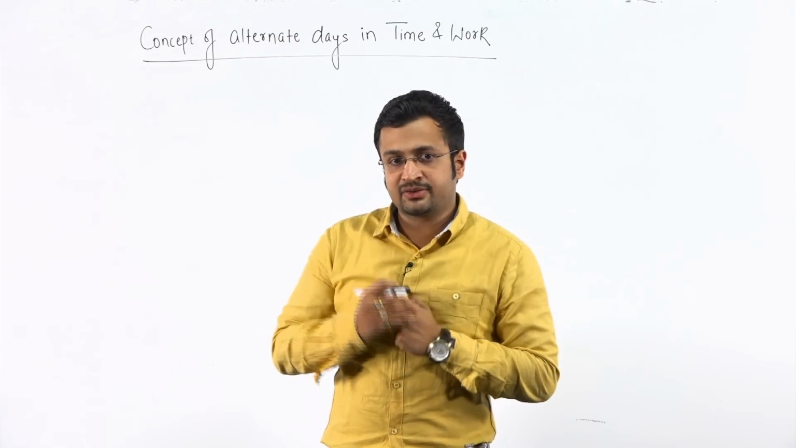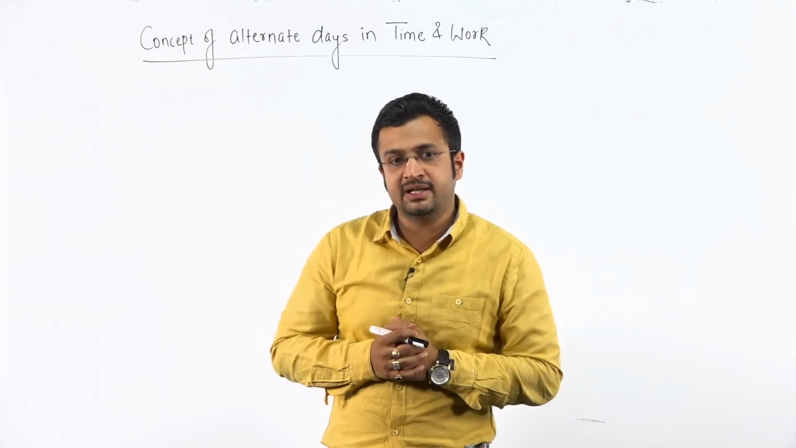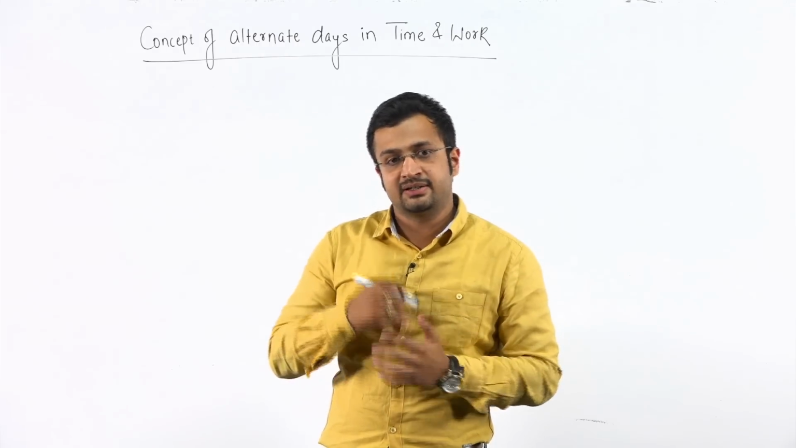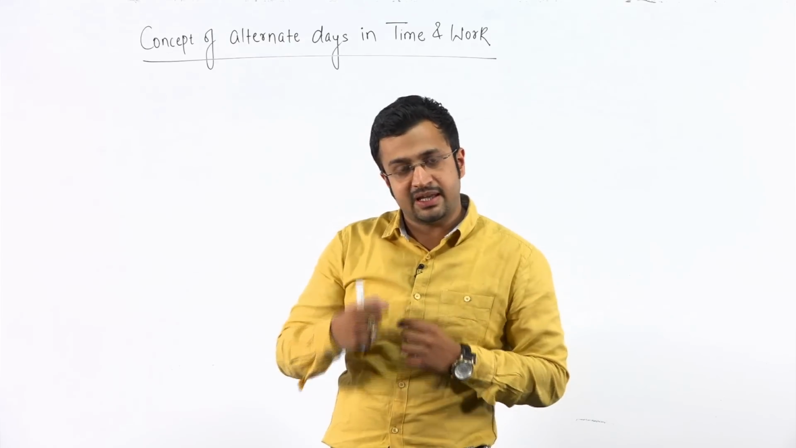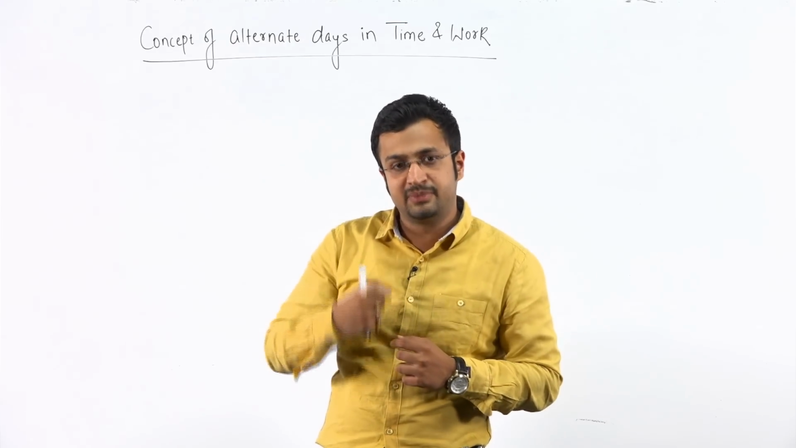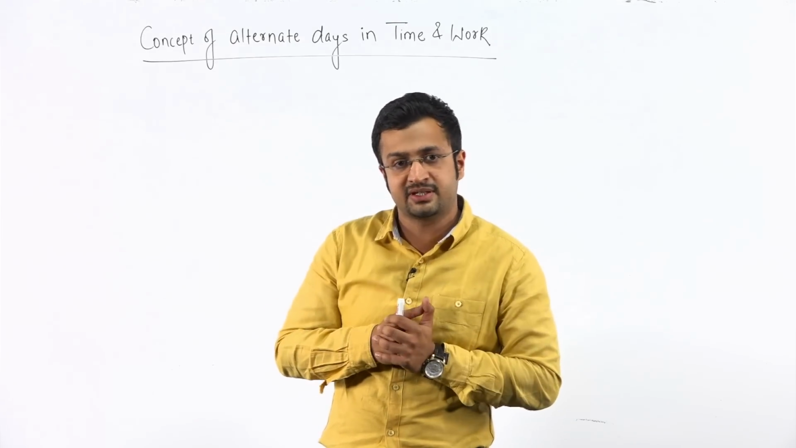Like A works on first day, B works on second day, then C works on third day, then again they start this process. They start repeating this process. A works on fourth day, then B works on fifth day, then C works on sixth day, and so on. So in that way, in how many days work will be completed, we have to find out the answer.